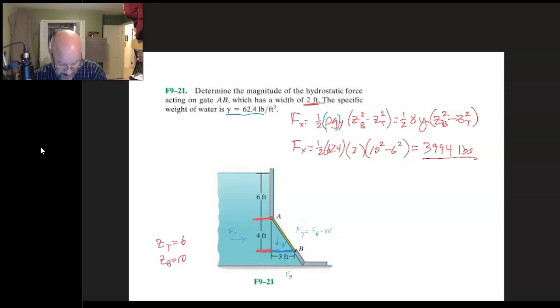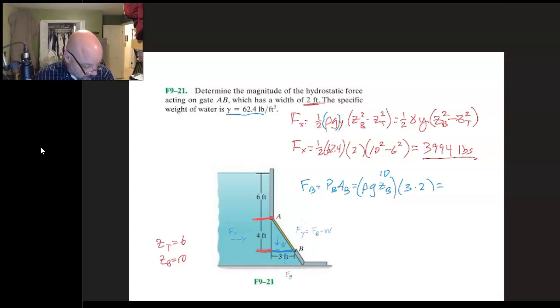Now, let's get the force from below. The force from below is going to be equal to that pressure below times the area. So that's going to be rho g, whatever that depth is. There's my pressure. And then my area, which is going to be the 3 times 2. Now zb, our depth, is still 10. So if I put in all of my numbers there, actually I didn't work it out in my notes.